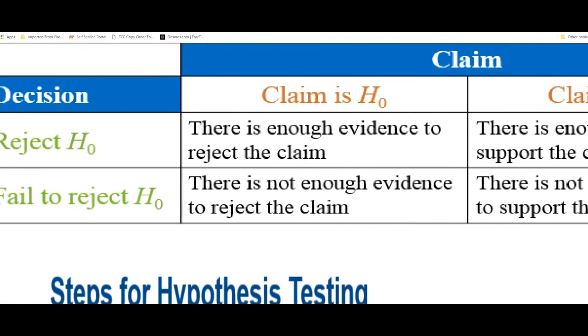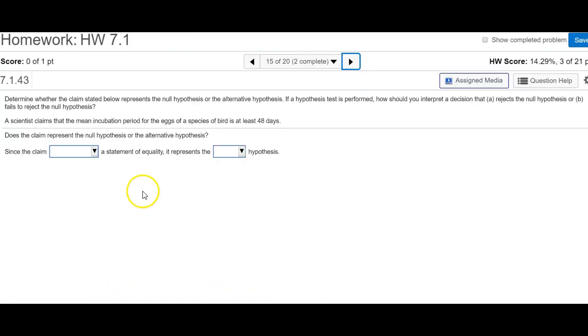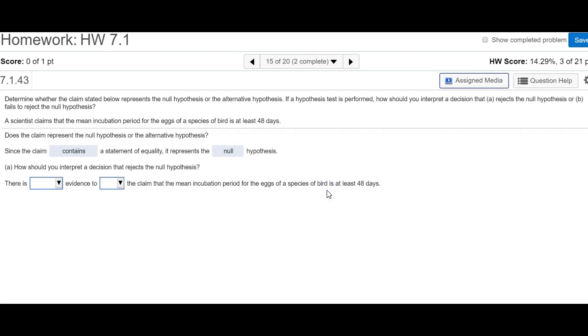Okay. So I'm going to go back and look at my problem here. In my case, at least 48 days, that means greater than or equal to. So HA is my claim. Since the claim contains equality, it represents my null hypothesis. Okay? And they're asking me, how do you interpret this result?